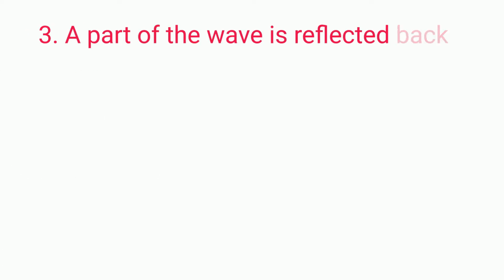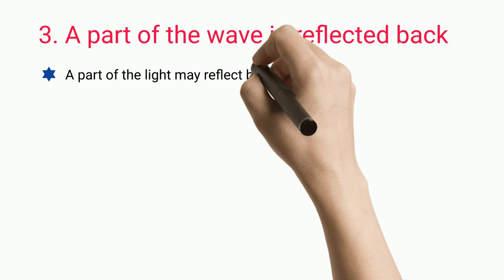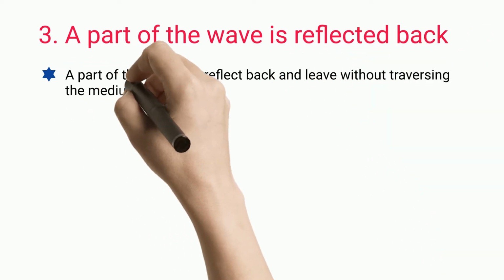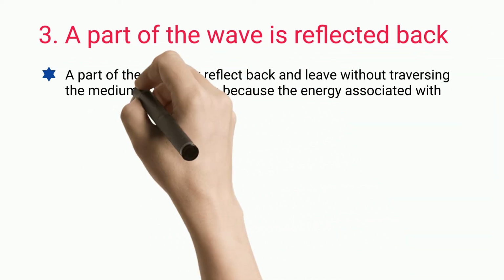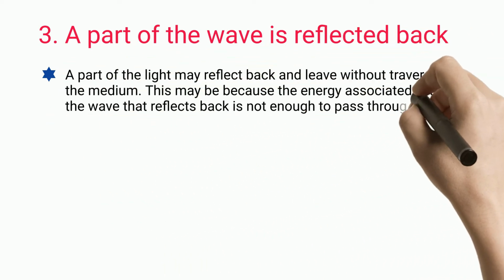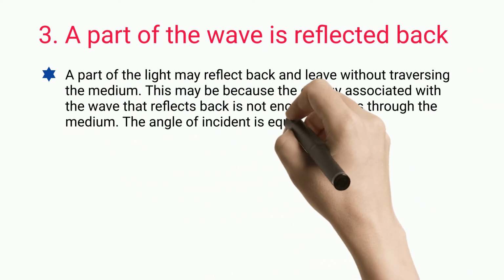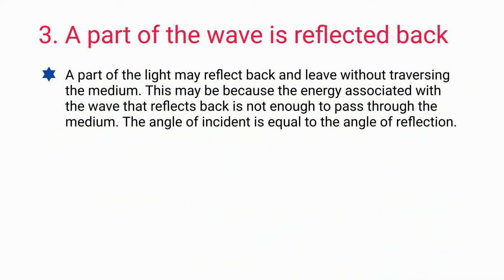3. A part of the wave is reflected back. A part of the light may reflect back and leave without traversing the medium. This may be because the energy associated with the wave that reflects back is not enough to pass through the medium. The angle of incidence is equal to the angle of reflection.